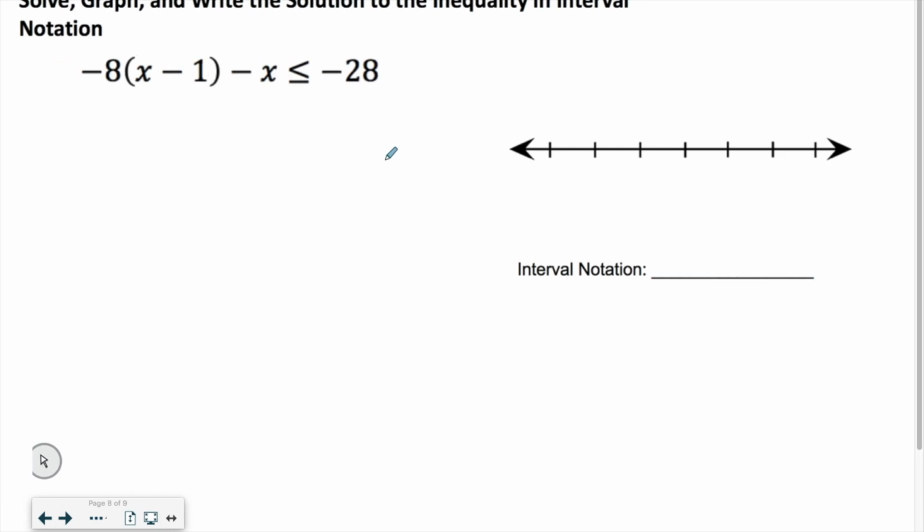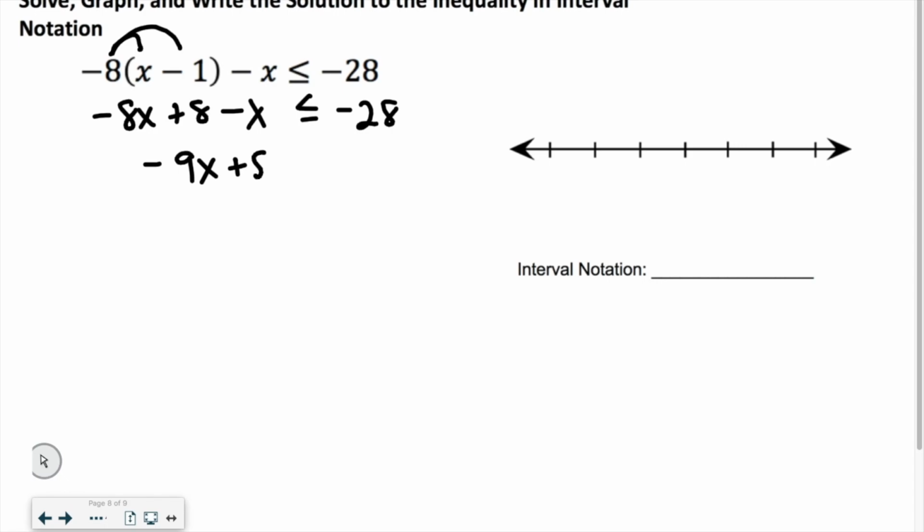Then this one, solve and graph, so we have distributing the -8 into the x, so you have -8x, -8 into the -1, giving us a +8, minus x less than or equal to -28. And so you have -8x minus x, which is -9x, plus 8 less than or equal to -28. So then we're going to decide if we want to switch this 8 over to the number side, so we have to subtract 8 on both sides, giving us -9x is less than or equal to -36.